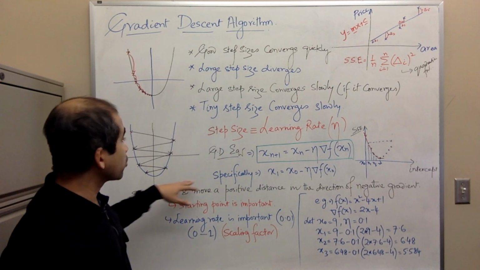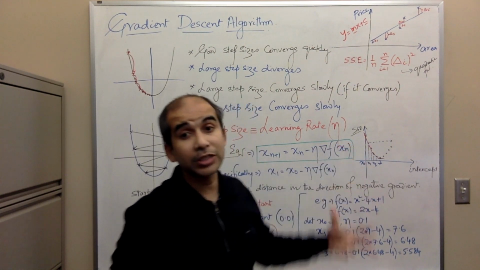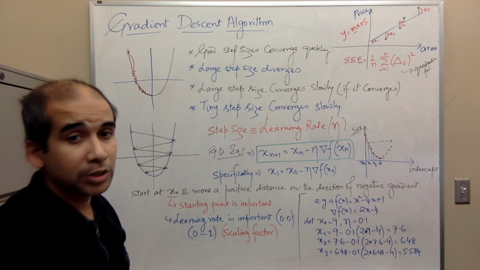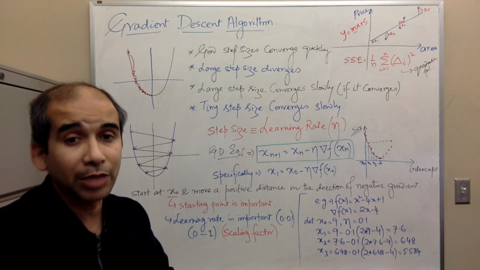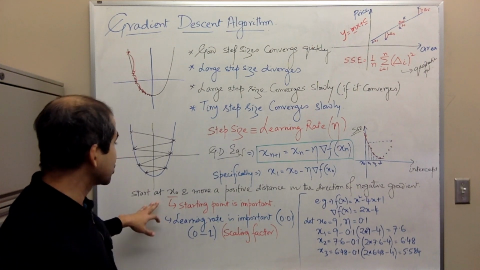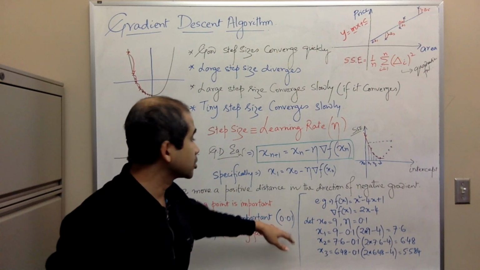The starting point, x0 or the initial point, like here, is very important, because it determines many things. It may get stuck in a local minima depending on the starting value of x0. And also the learning rate is important, as I already said. By default, the learning rate is 0.01.